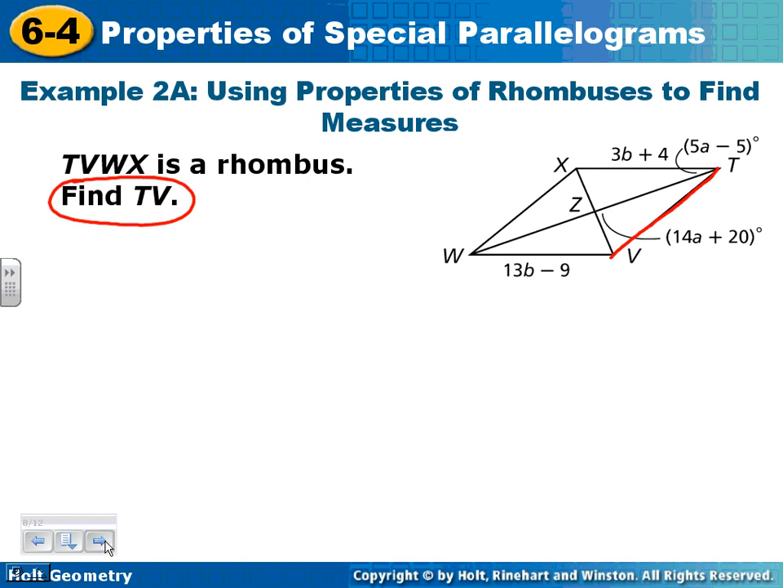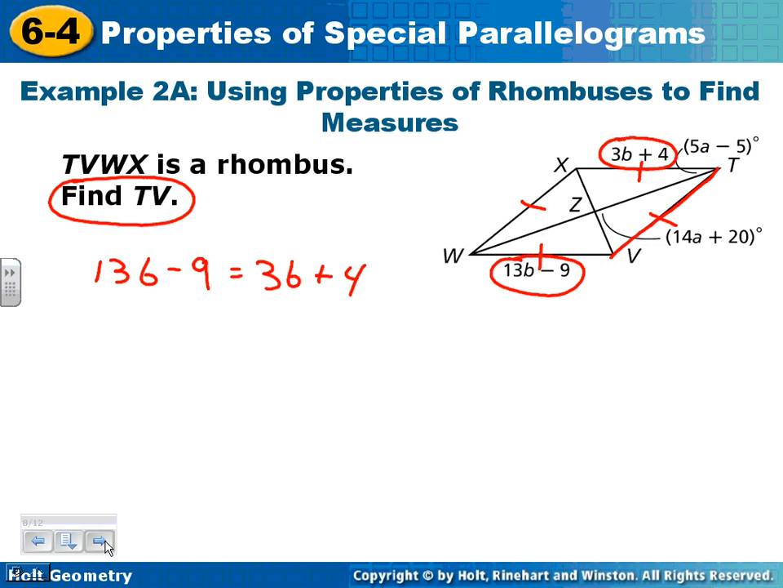Well, I see that the bottom is 13b minus 9, and the top is 3b plus 4. Now remember that all 4 sides are congruent, so I'm going to write the equation 13b minus 9 equals 3b plus 4. And I want to solve this for b.